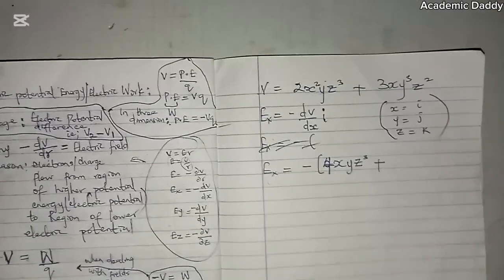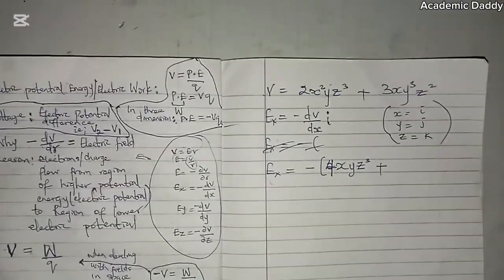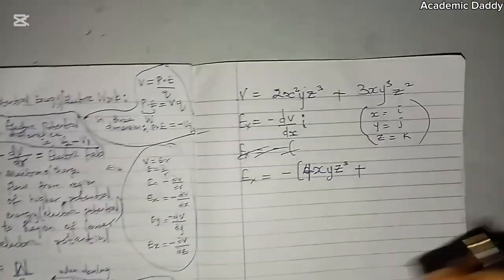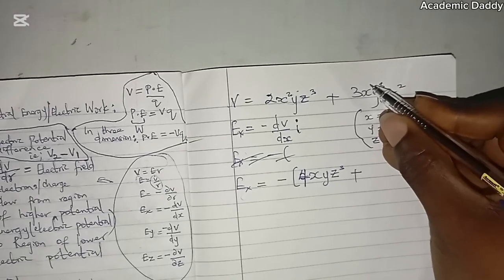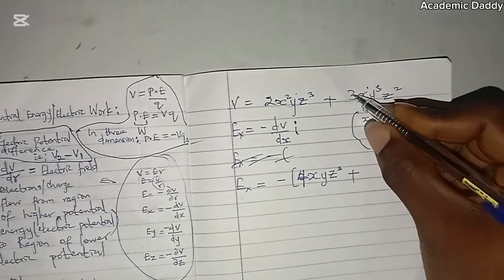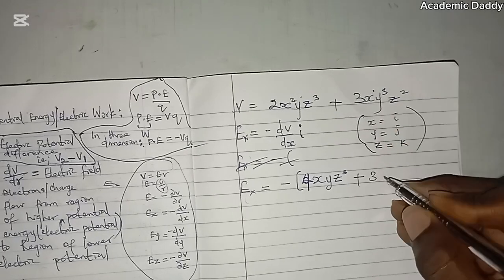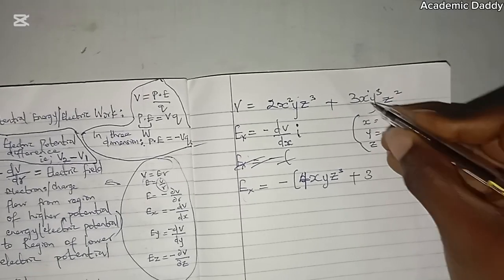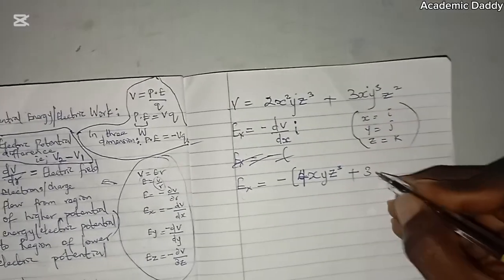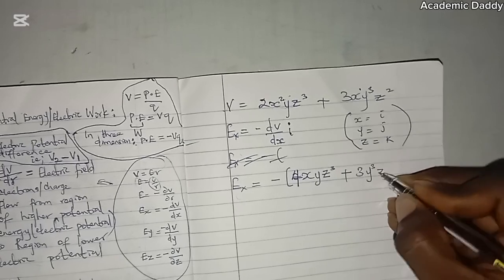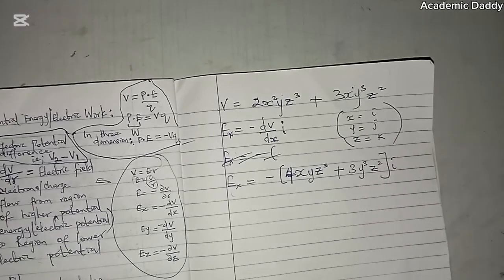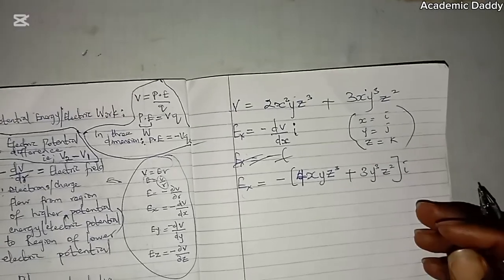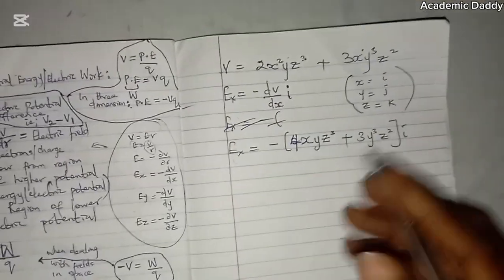Let's go back. So I'll come here. This is 1 up here. 3 to the power 1 is 3, 1 minus 1 is 0, x raised to power 0 is 1. So here is 1, x will go. Bring back y cubed and z squared. Now put i to show that this is a vector quantity on the x-axis.